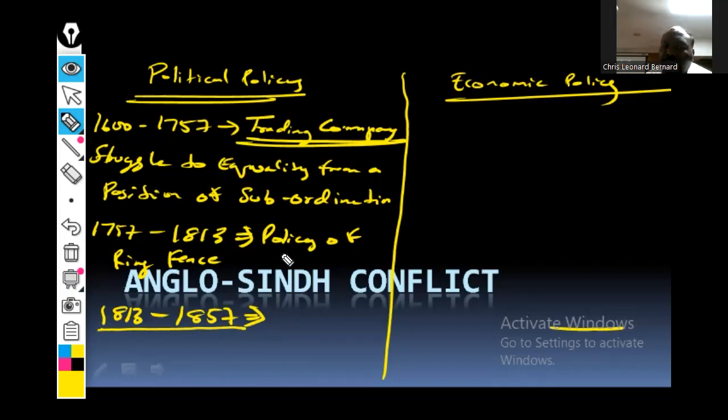So what is the political policy from 1813 to 1857? The British follow the policy where Indian states are subordinate, and they are isolated from whom? From the British. So the policy of subordinate isolation.